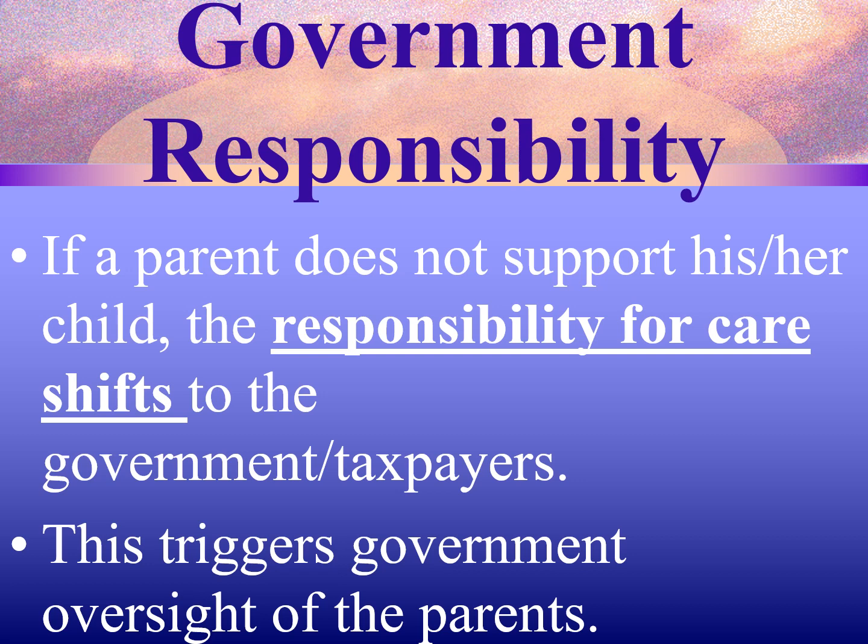Oftentimes, parents can't come to an agreement about child support on their own. But what parents need to remember is that if a parent does not support his or her child, the responsibility for care shifts to the government or the taxpayers. And what happens with this is this then triggers government oversight of the parents. And so when you have a non-marital situation and a parent is not providing that support, it's usually going to trigger then the custodial parent to go and seek additional assistance to care for the child. And so they're going to be looking for supplemental assistance. And when they look for that supplemental assistance, because the other parent is not providing that support, they're not taking care of their half of it, this is going to trigger government oversight of the parents.